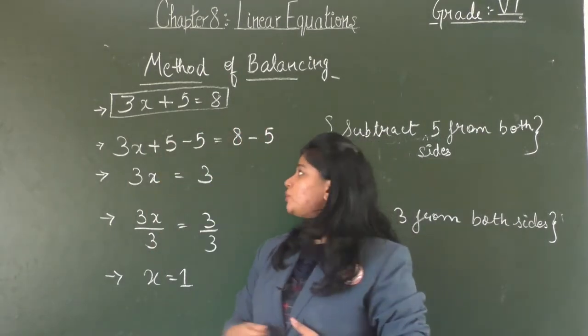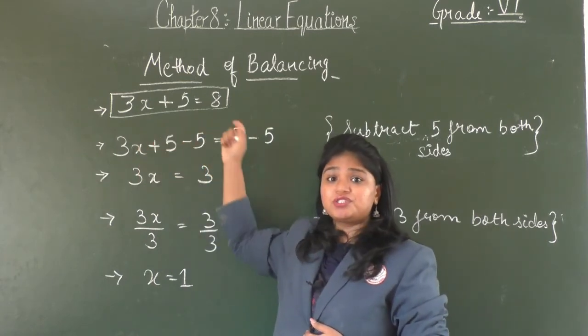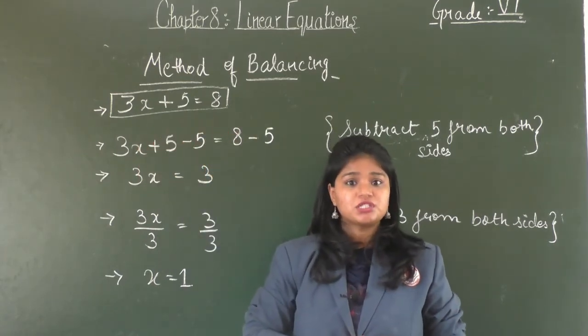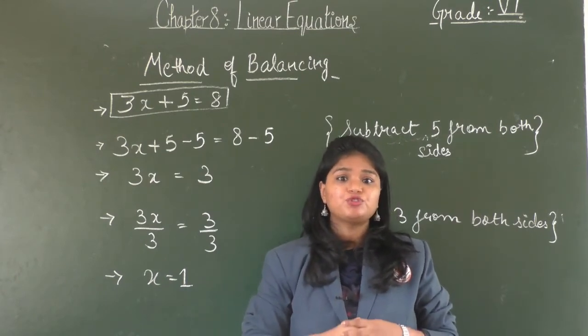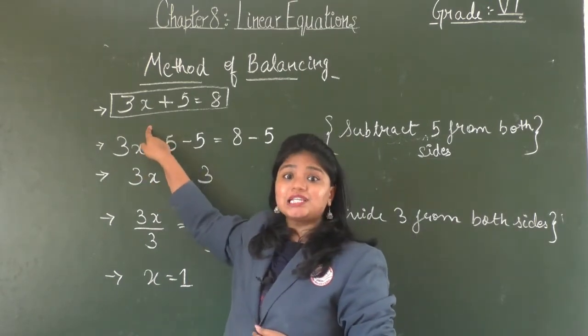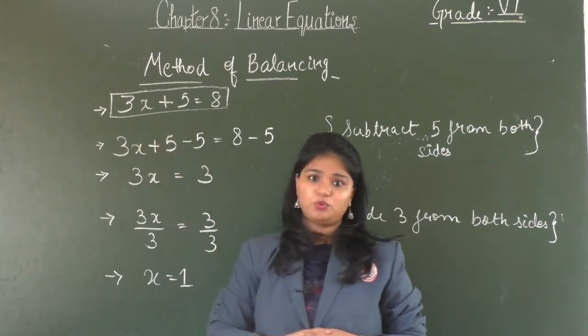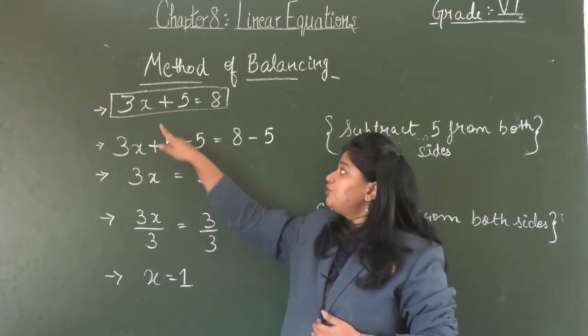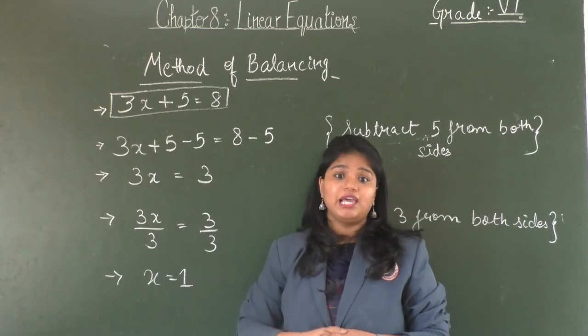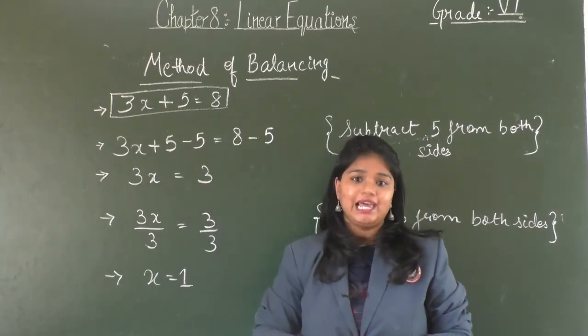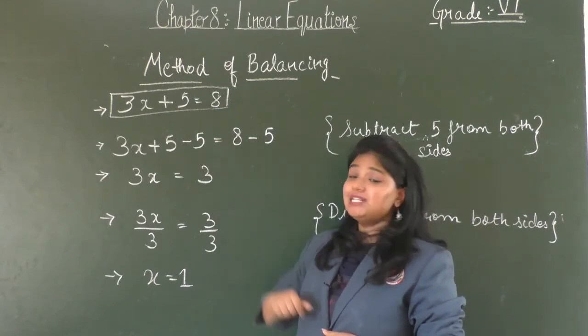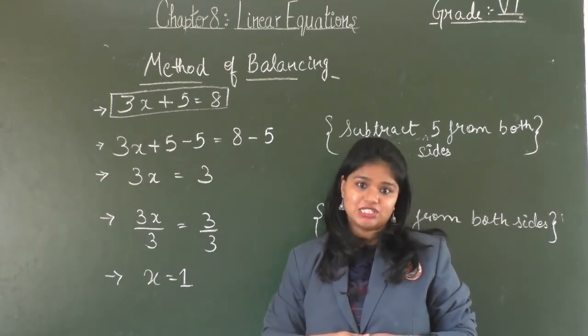So here we have an equation 3x plus 5 equals 8. So students, while solving the equation using the balancing method, you have to try to keep the variable as a single term on one side of the equation. So here we have 3x plus 5 equals 8. So the first step, we have to remove 5 from the LHS. To remove 5, we will subtract it from the LHS side.